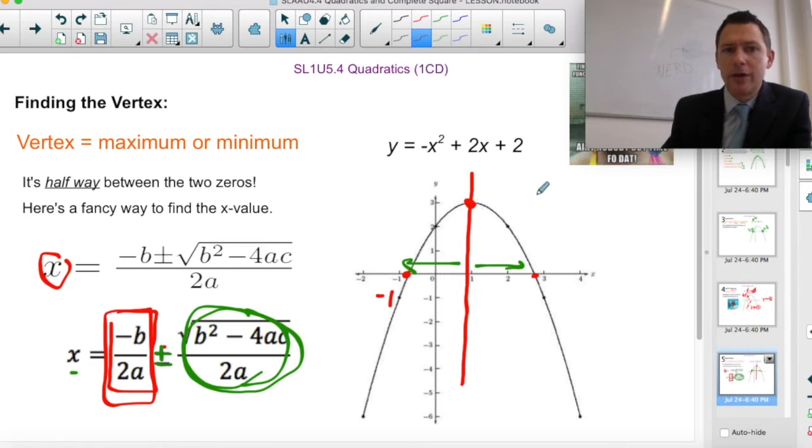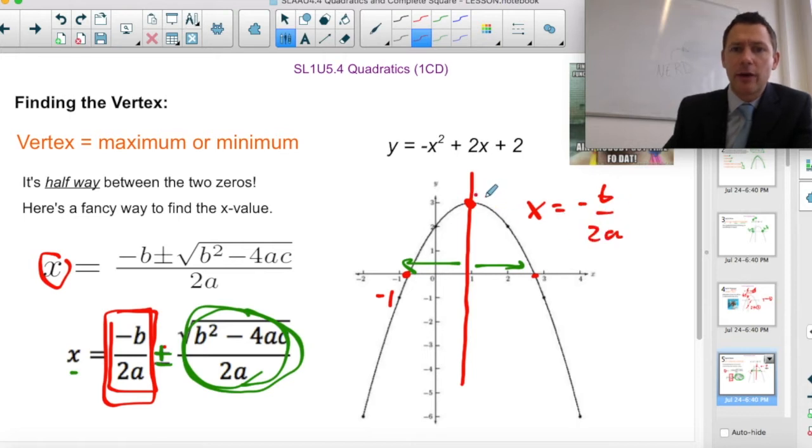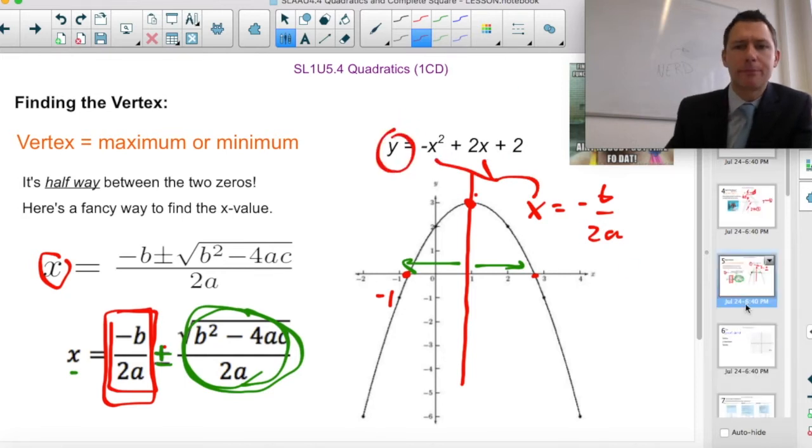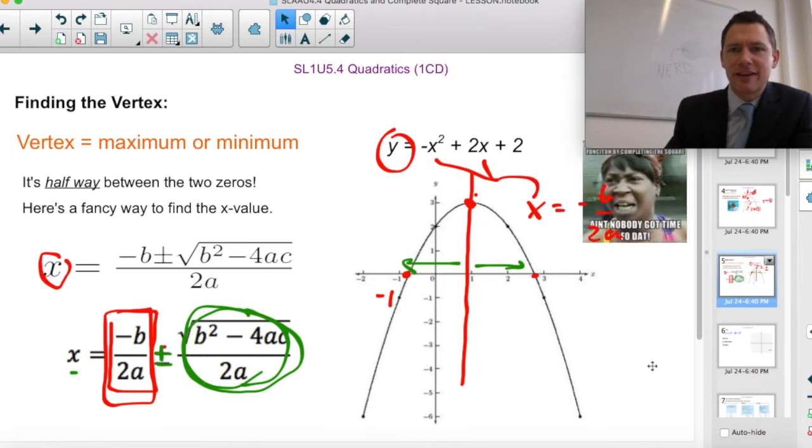And so we can also use the axis of symmetry, x equals negative b over 2a, to find the x value, and then take that x value, plug it in there, and get the y value out. Neat. I think you've done that before. Just moving through that.